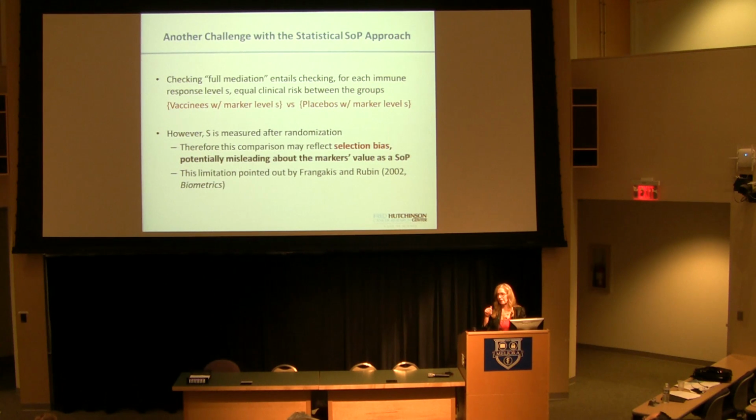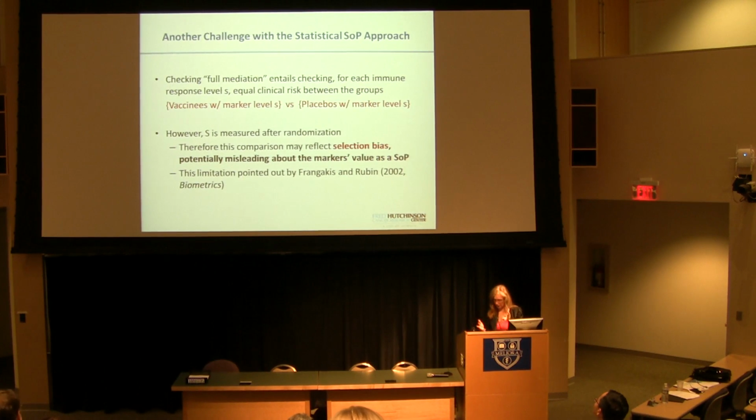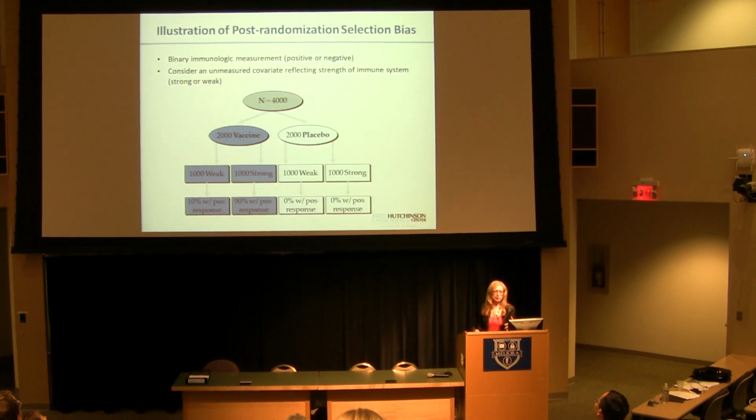So we're going to call S now the level of whatever marker we're looking at. But S is measured after randomization, and therefore this comparison may reflect selection bias, potentially misleading about the marker's value as a surrogate of protection. This is a limitation pointed out by Frangakis and Rubin in 2002 in a general context. They weren't talking about vaccines, but it's been picked up a lot in the last 10 years in the vaccine world.